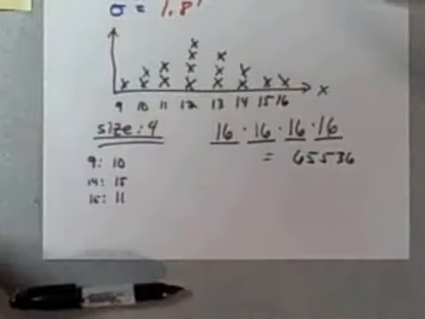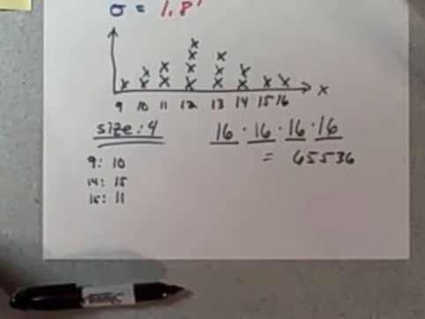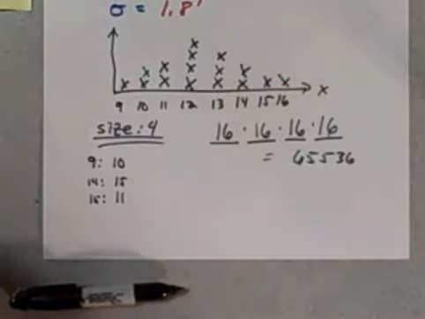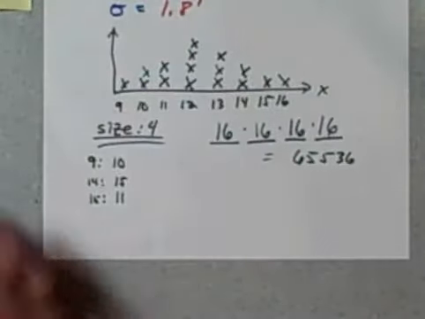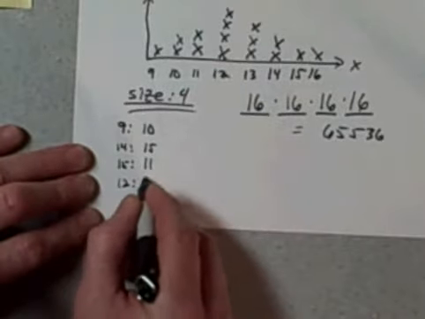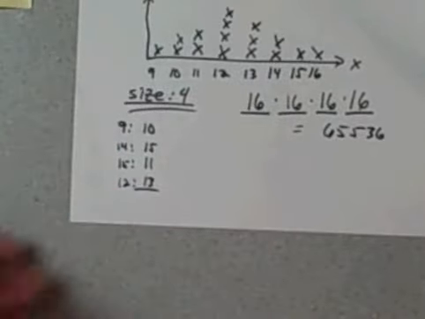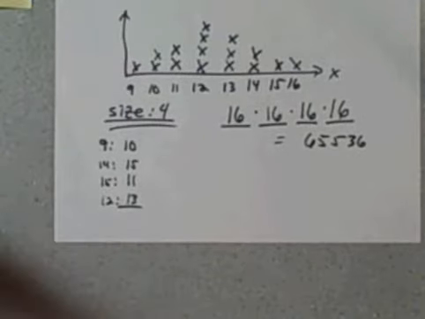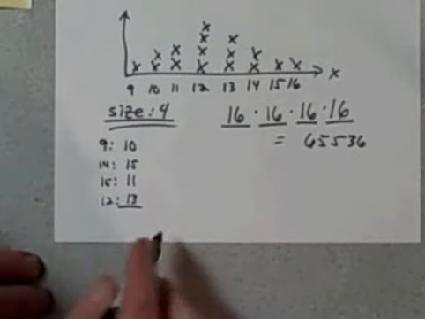One more. And let's pick this one right there. And this one is tree number 12. Okay, tree number 12 is how tall? Looks like it's 13 feet. Okay, so tree number 12 is 13 feet. Okay, what am I going to do with this sample? I'm going to calculate this sample's mean. Add these up, divide by 4.